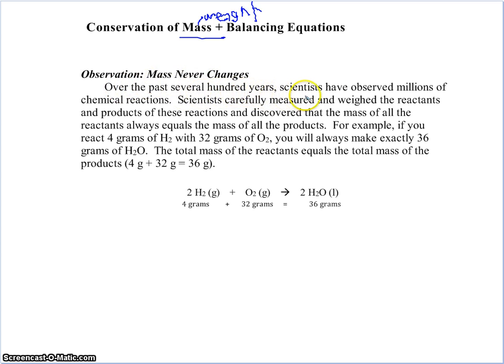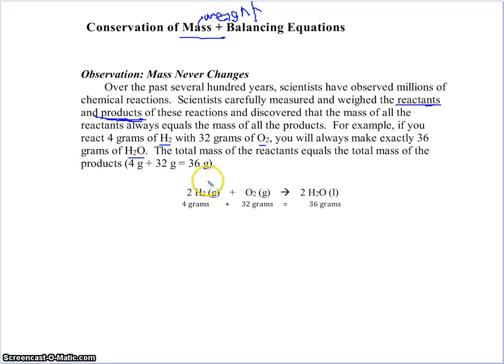Over the past several hundred years, scientists observed millions, wow, of chemical reactions. Scientists carefully measured and weighed the reactants, I wonder what that is, and products of these reactions, and discovered that the mass of all the reactants always equals the mass of all the products, whatever those are. For example, if you react 4 grams of H2, that's hydrogen, with 32 grams of O2, that's oxygen, you'll always make exactly 36 grams of H2O, that's water. The total mass of the reactants equals the total mass of the product, so 4 and 32.